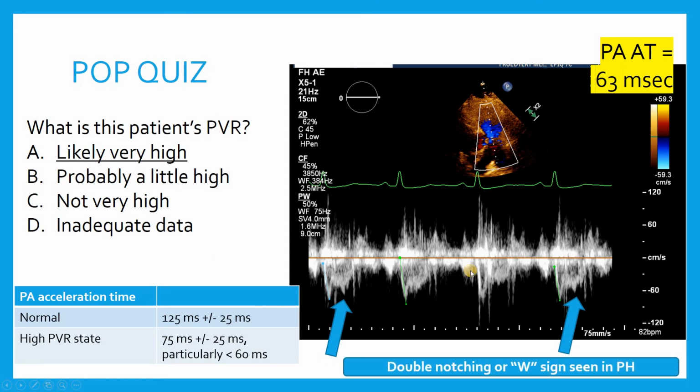The other thing you'll pick up from this signal, which I haven't talked about but is a nice thing to mention here, is that this patient has double notching, or what might be called a W sign, in their pulse wave Doppler signal through their pulmonary valve in the right ventricular outflow tract. That is another sign of pulmonary hypertension. You get the second hump in your systolic pulse wave Doppler signal.